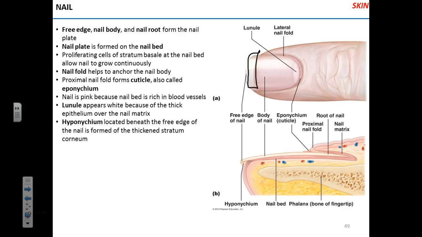The reason why only the free edge is white is because there is nothing under it. No blood vessels. Okay? So that's your free edge. That's the nail body. Okay? And you can see the root of the nail hidden under the nail fold. Make sense? So that nail fold is what actually anchors the nail to your finger.